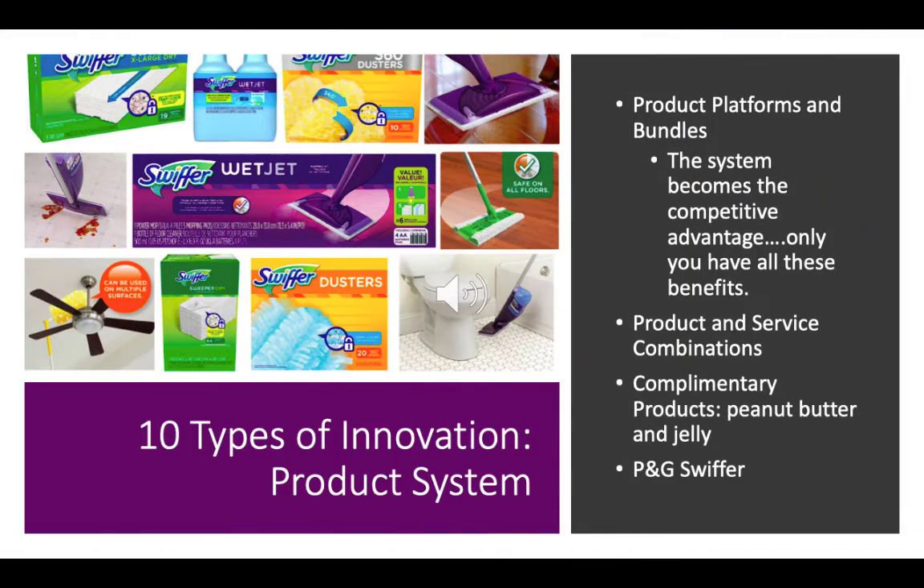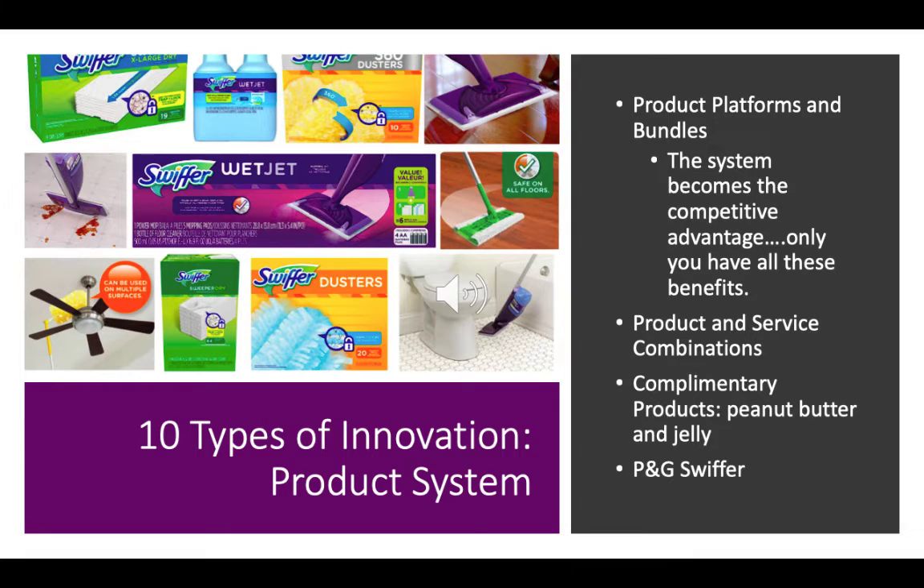Next, I want to share with you the product system as a type of innovation. This is where you build product platforms and bundle things together. The system becomes a competitive advantage because only you have these benefits. And it's often a combination of products and services, and it's often complementary products like peanut butter and jelly.